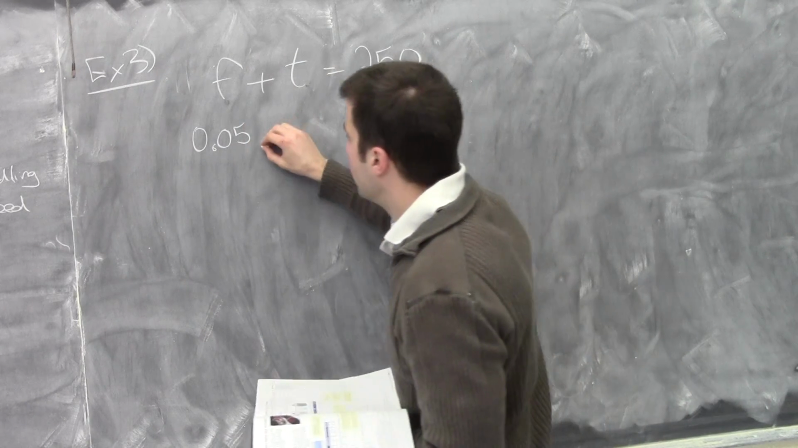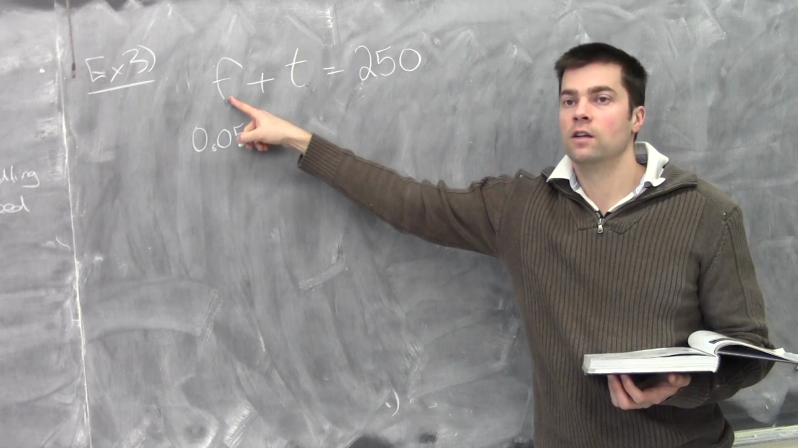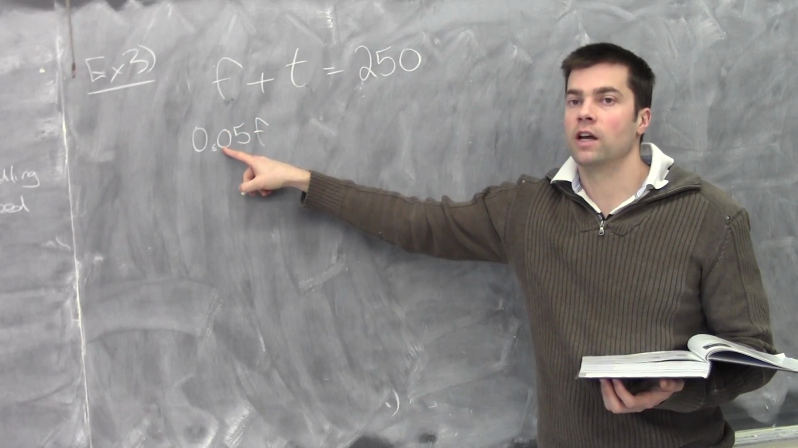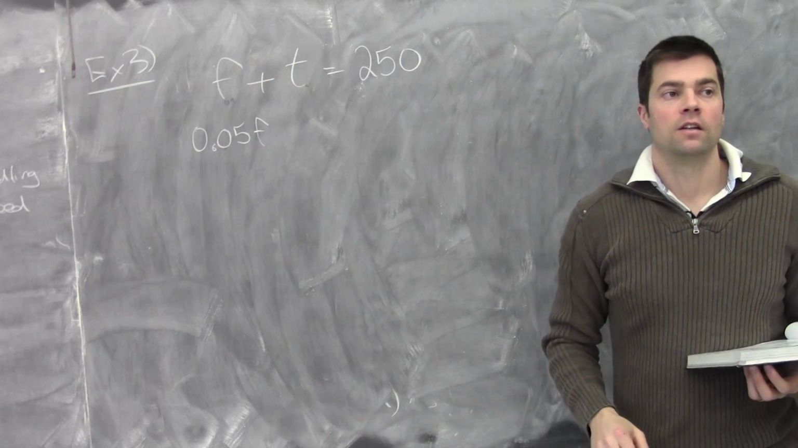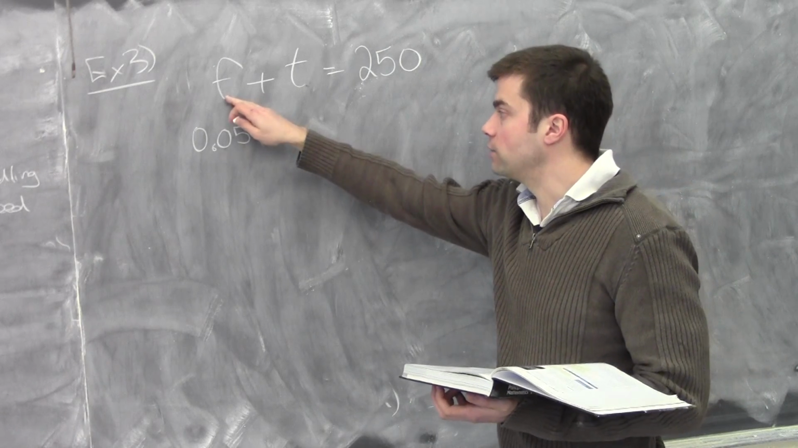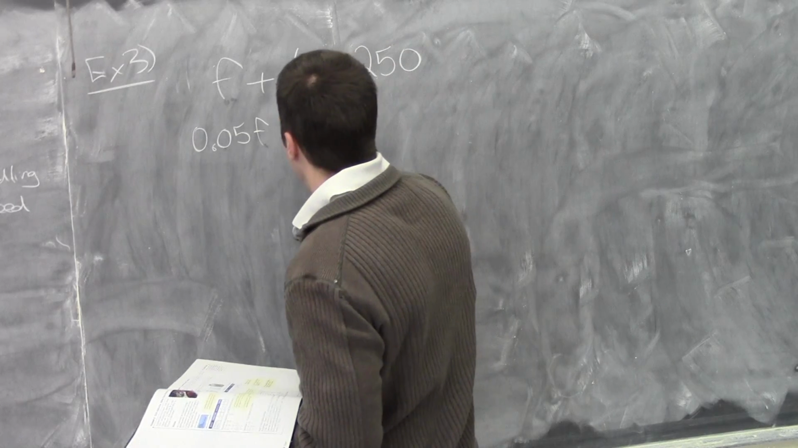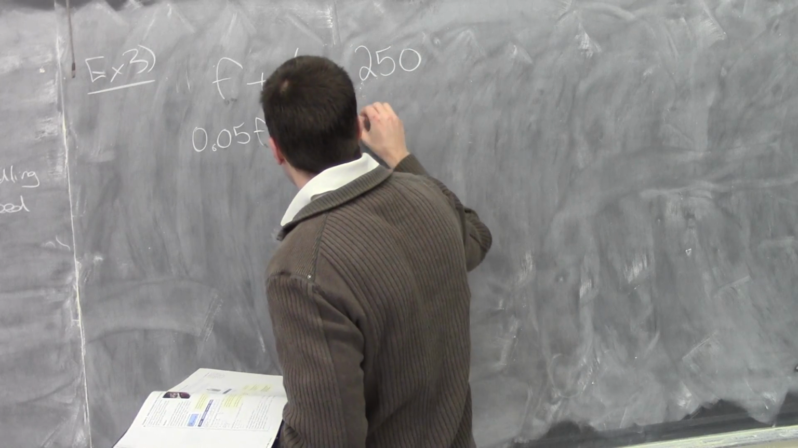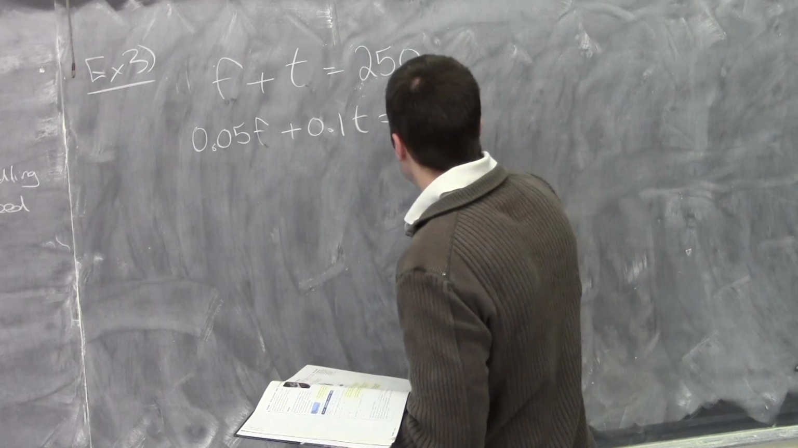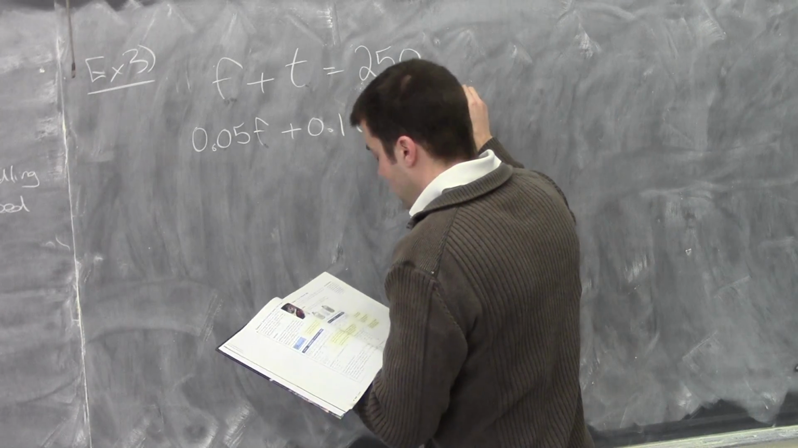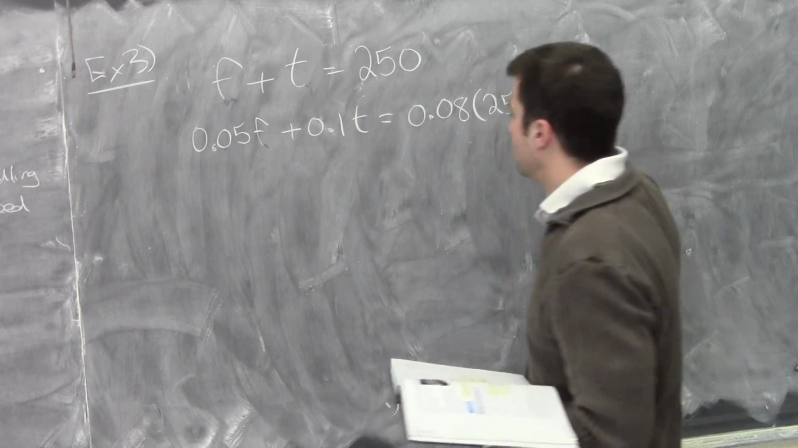So whatever the amount of volume of the 5% acetic acid, we're going to multiply that by 5% or 0.05. That'll give us the total amount of acid, acetic acid. Okay, because this is a percentage of acetic acid and this is the actual volume. So 0.05 times F plus 0.1 times T. That's going to give us our total volume, which creates a mixture of 0.08, so 0.08, and that's times 250.